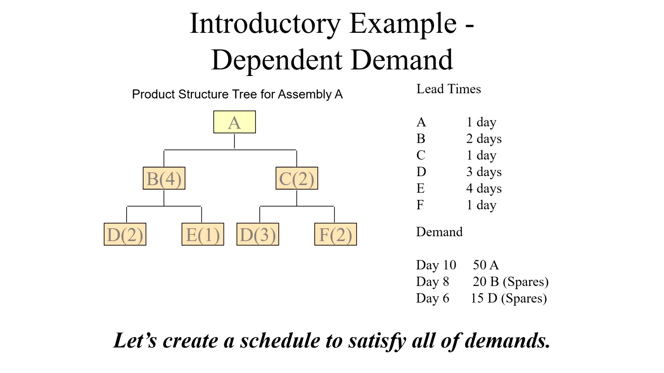Then we have an introductory example. A product structure tree for assembly A is shown with many different components, as we can see, and their respective lead time shown to the side. So the assembly structure shows, for example, that 1A requires 4B. So on and so forth. B requires D and E, and so on.